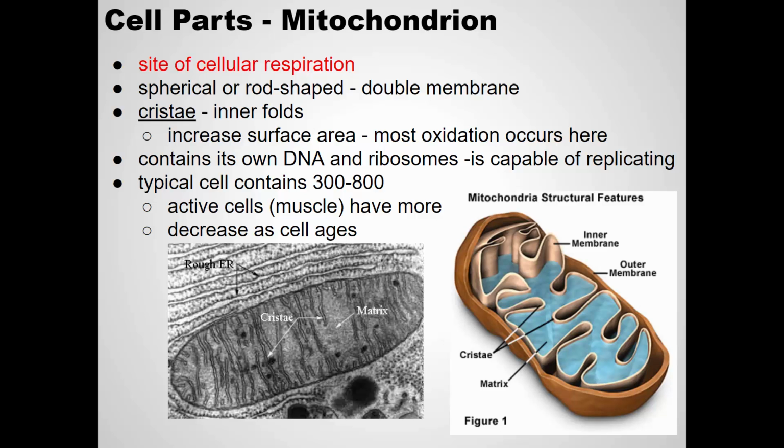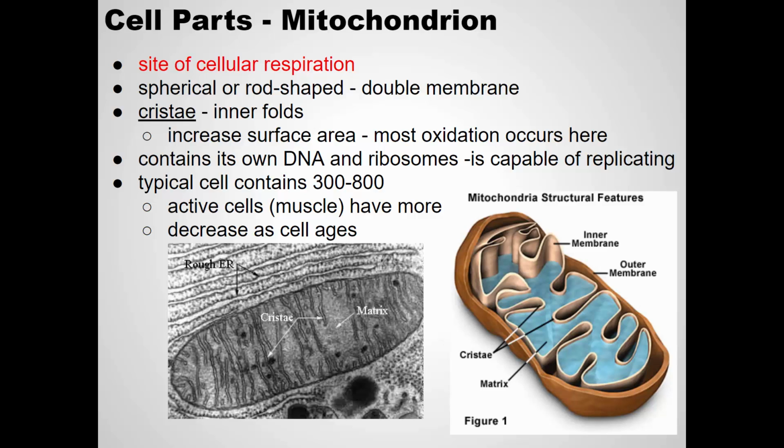As we talked about in evolution, mitochondria have their own DNA. They have their own ribosomes. They can replicate themselves. That was evidence for the endosymbiotic theory of how eukaryotic cells evolved. That maybe in the far distant evolutionary past, these were individual cells, prokaryotic cells, that developed this symbiosis with other cells. And typically, cells have a few hundred of them. However, cells that are very active and use a lot of energy, like muscle cells, have more.